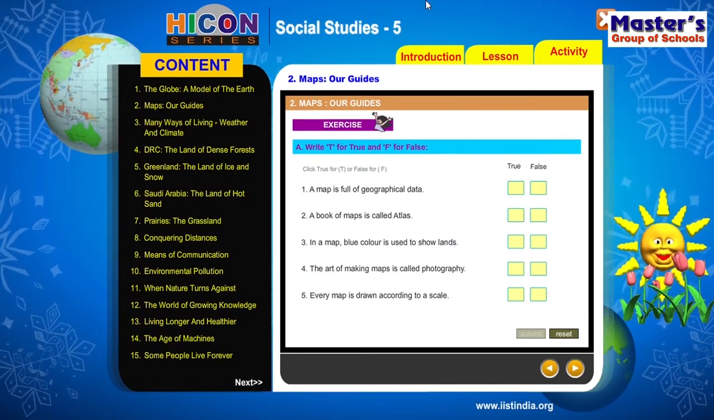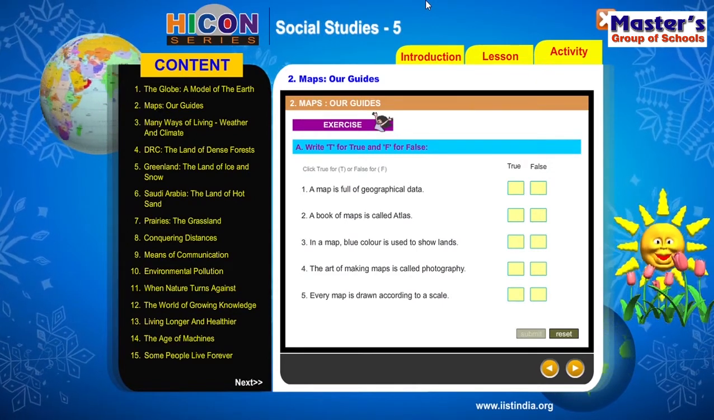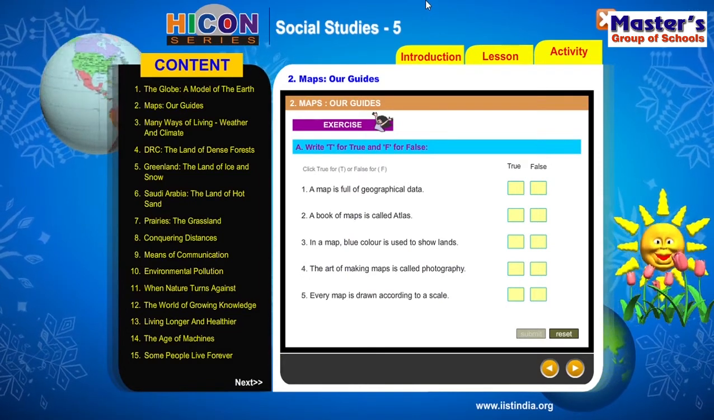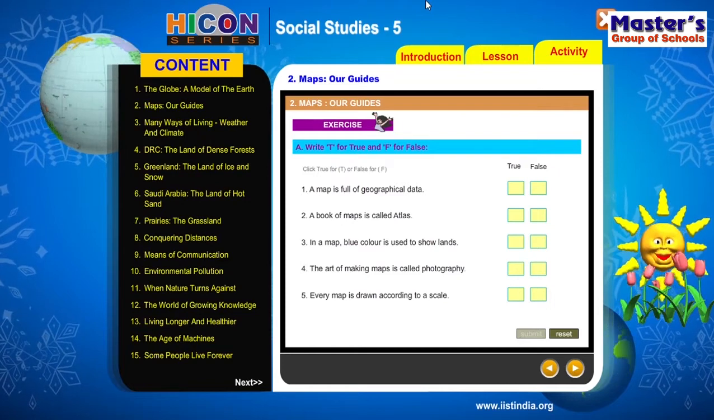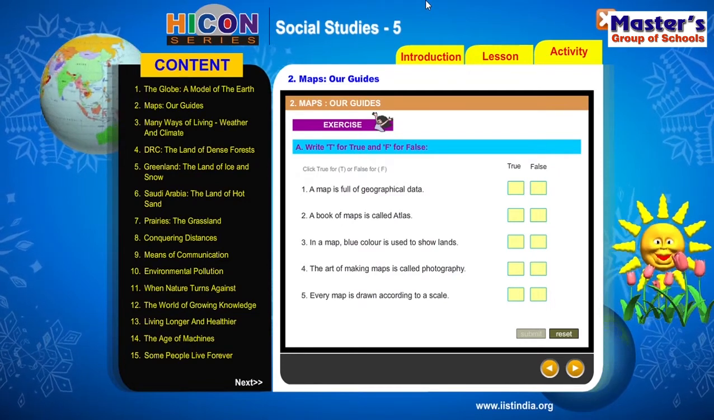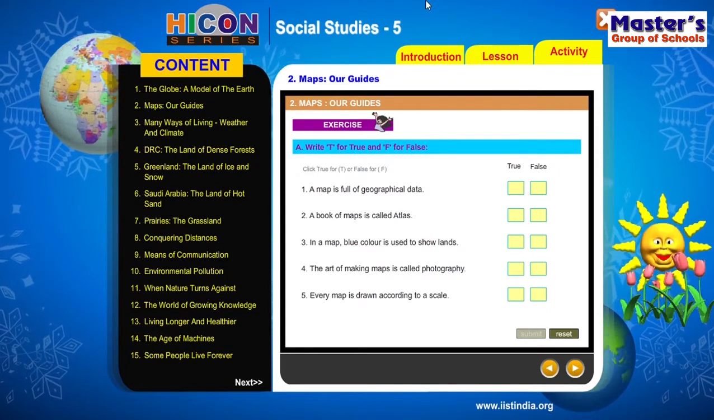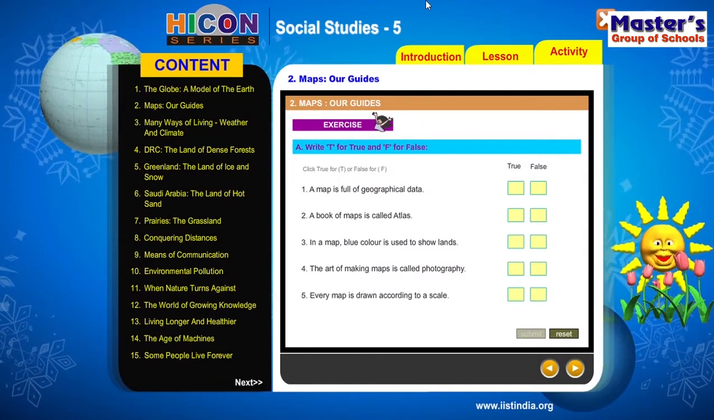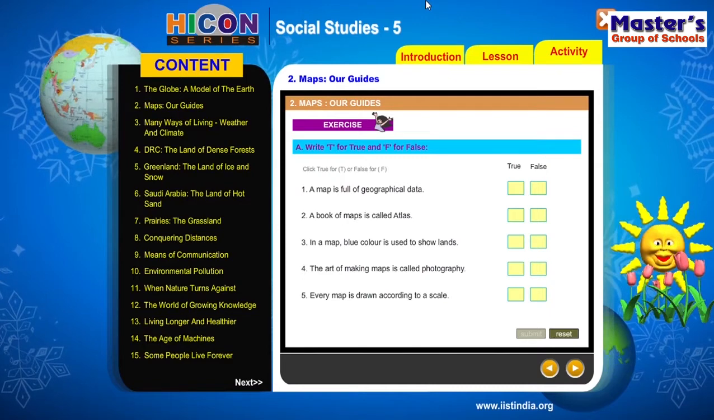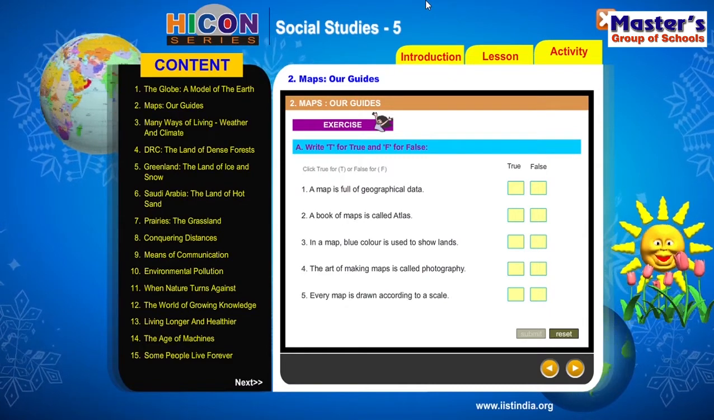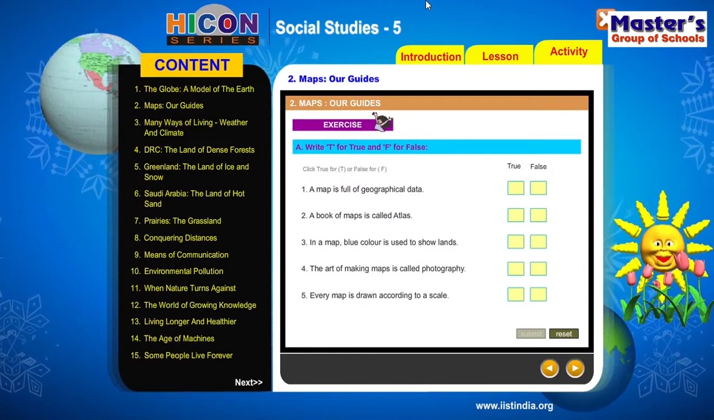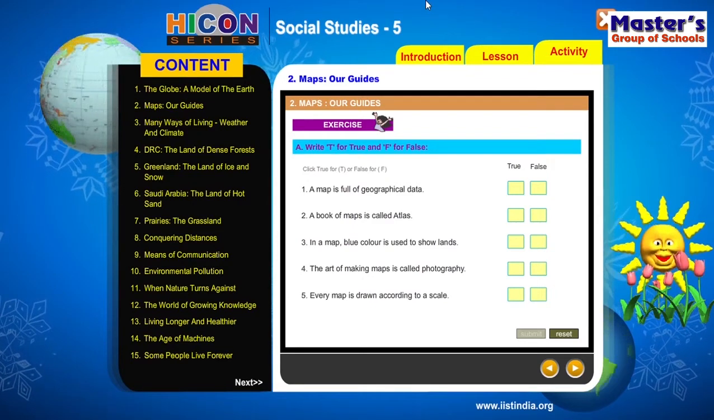So 5 statements are given there. We need to check each and every statement given over there with what we have learned in the lesson, right? So if it matches with what we have learned, then we need to mark it as a true. And if it doesn't match, then we need to mark it as a false. Okay. So we need to check with every single sentence that is given over there, right? Okay. Now the first sentence.